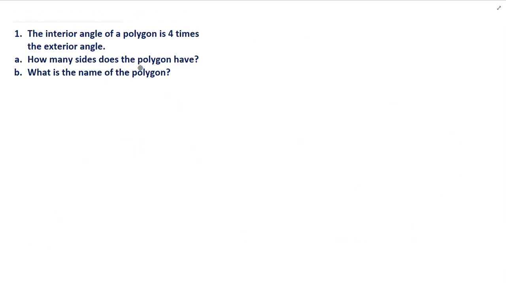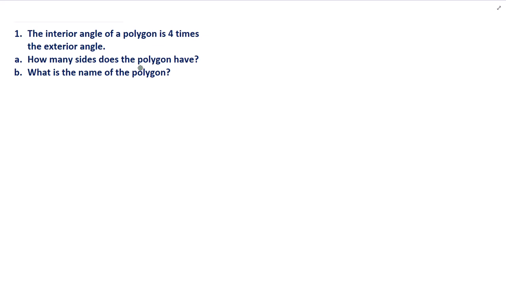So let's go ahead. The next question says the interior angle of a polygon is 4 times the exterior angle. How many sides does the polygon have, and what is the name of the polygon? So let's go ahead and solve. This is more like a word problem kind of example.